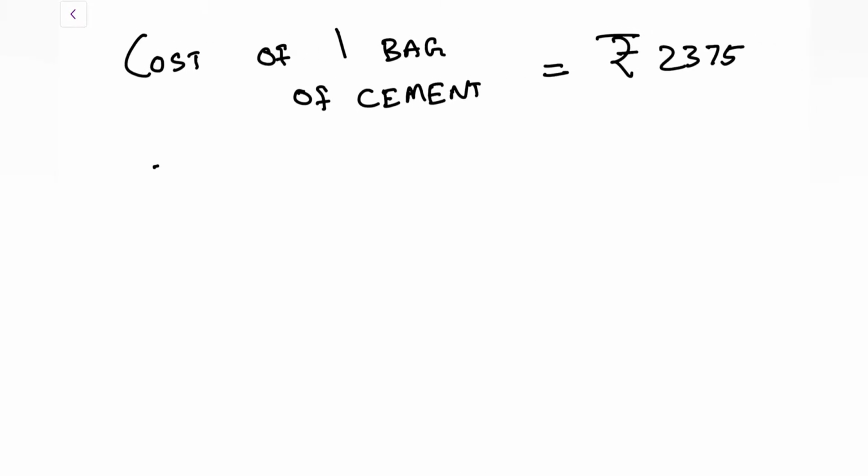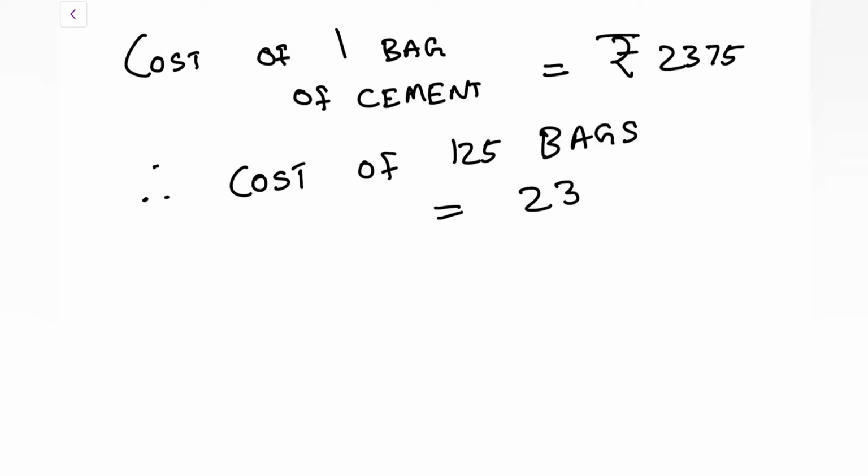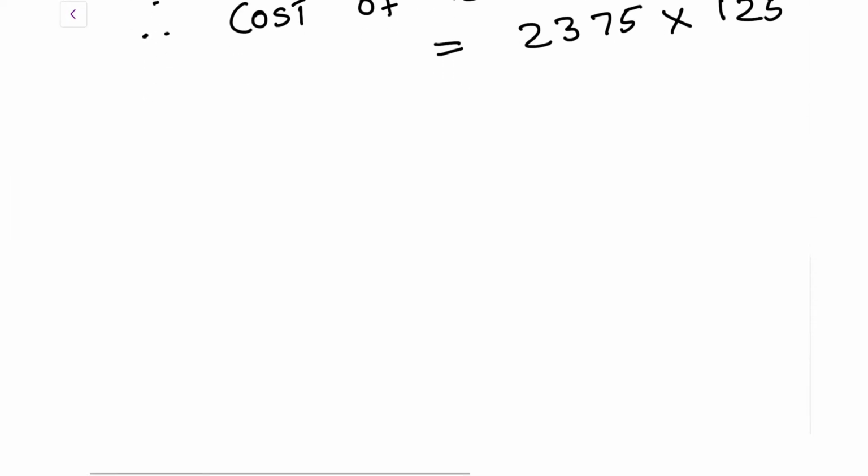Now they are asking you to find the cost of 125 such bags. Okay, 2,375, that is the cost of one bag of cement, multiplied with the total number of bags, that is 125. There you go. Now you can do it. It's the multiplication of a 4-digit and a 3-digit number. As I work it out, I want you also to work it out in your notebook. Let's do it.